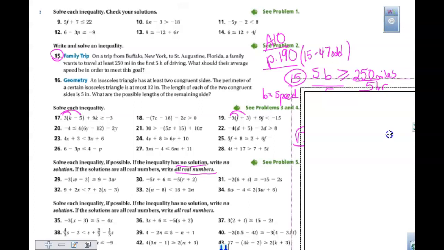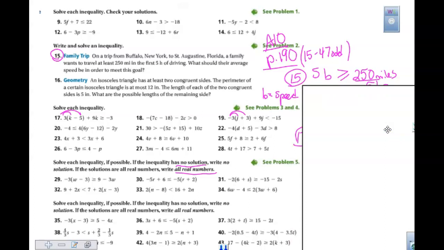So if I'm looking at the problem, I might start number 15 on my paper and go, oh, B stands for speed. Someone said, well, can I use S instead of B? Sure. Can you use X, M, K, whatever you'd like, okay? So, 5 times B, B stands for my speed, is greater or equal to 250 miles. I'm going to solve it.